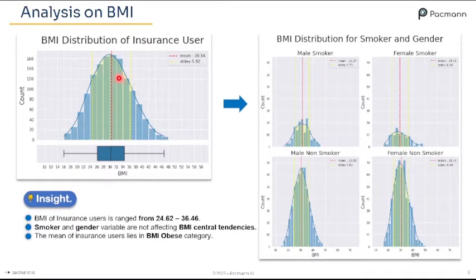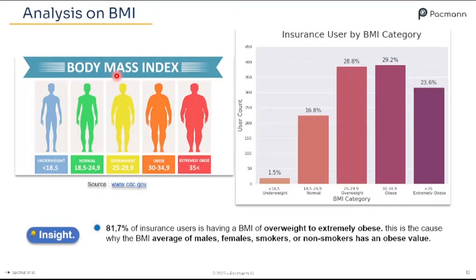Analysis on BMI shows us that the mean BMI of insurance users lies in the obese category, same as age. After separation by smoker and gender category, the central tendencies are not affected by it, and are the same as the beginning. This part of the BMI analysis shows us that 81.7% of the insurance users are overweight to extremely obese. This is the cause why the BMI average lies on the obese value.